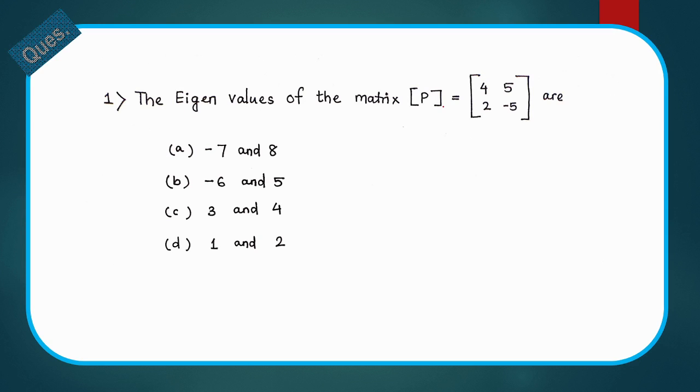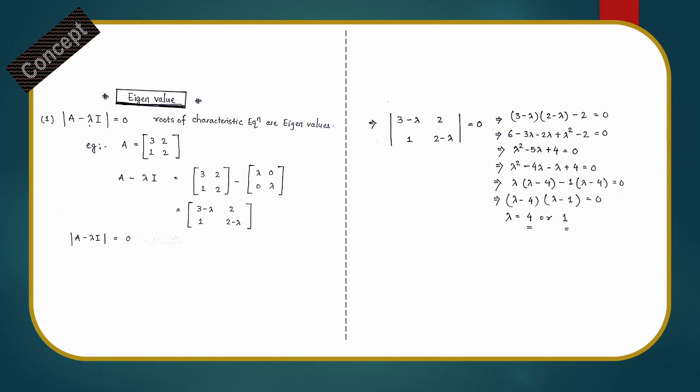The eigenvalues of the matrix P = [4, 5; 2, -5] are: these are the options. Before solving this question, let's first see what an eigenvalue is. The first point is that the determinant of A minus lambda I equals 0. The roots of this characteristic equation are the eigenvalues. So eigenvalues are nothing but the roots of the characteristic equation given by the determinant of A minus lambda I equal to 0.